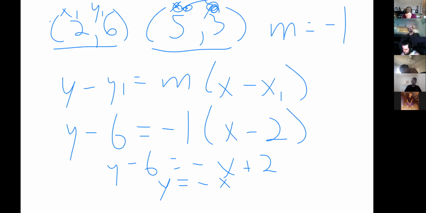The last step is what? Add that 6 over. Yeah, that's what it looks like. So hopefully, what is that? A minus x plus 8. It's 96%.